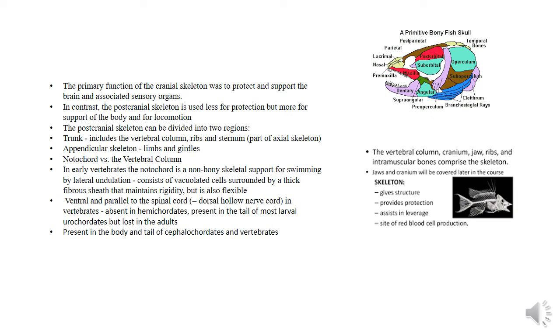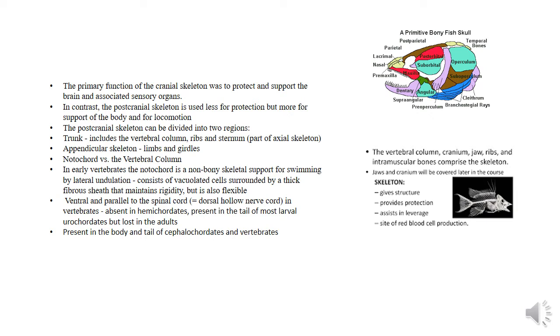The primary function of the cranial skeleton is to protect and support the brain and associated sensory organs. In contrast, the postcranial skeleton is used less for protection but more for support of the body and for locomotion. The postcranial skeleton can be divided into two regions, trunk and appendicular skeleton. Trunk includes the vertebral column, ribs and sternum, that is part of the axial skeleton. Appendicular skeleton includes limbs and girdles.